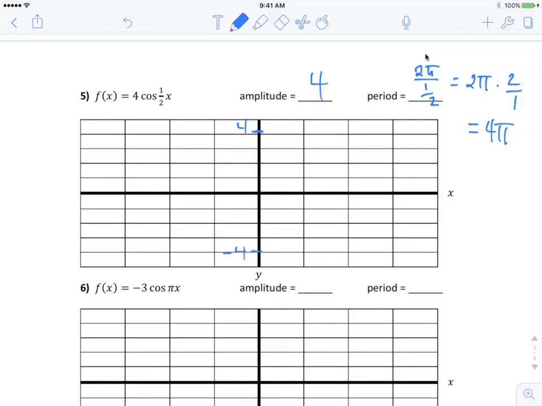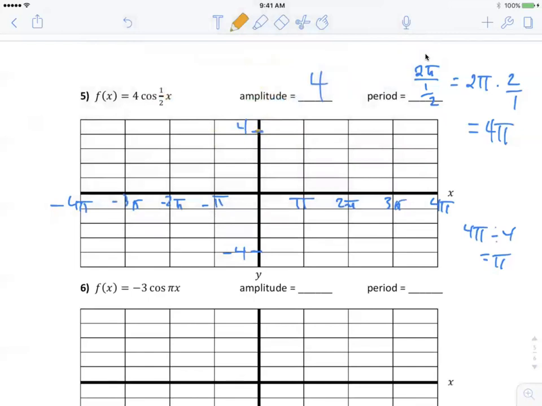I get that from the amplitude. The period is 4 pi, so I'll label that 4 pi, and then divide that into 4 equal parts. 4 pi divided by 4 is pi. So there's pi, 2 pi, 3 pi, 4 pi, right? And then negative pi, negative 2 pi, negative 3 pi, negative 4 pi. Okay, and I've got it all labeled, and now I'm ready for my cosine pattern.